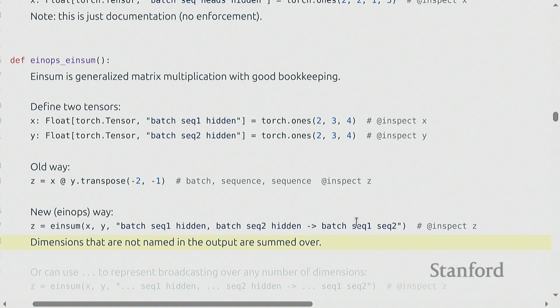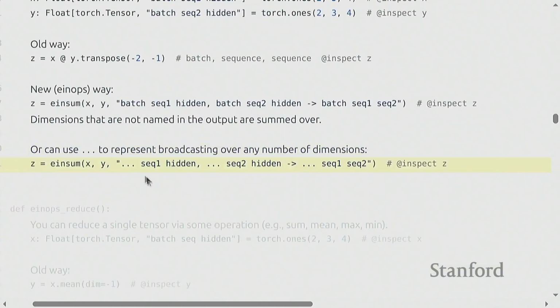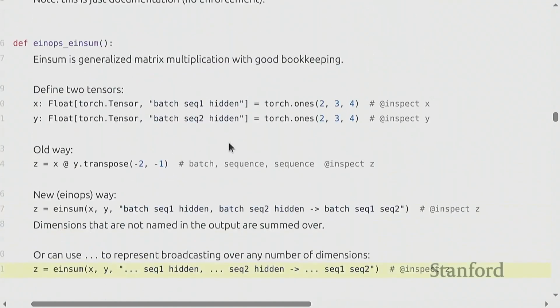And if you're seeing this for the first time, it might seem a bit strange and long, but trust me, once you get used to it, it'll be better than doing -2, -1. If you're a little bit slicker, you can use ... to represent broadcasting over any number of dimensions. So in this case, instead of writing batch, I can just write ... And this would handle the case where instead of just batch, I have batch 1, batch 2, or some other arbitrary long sequence.